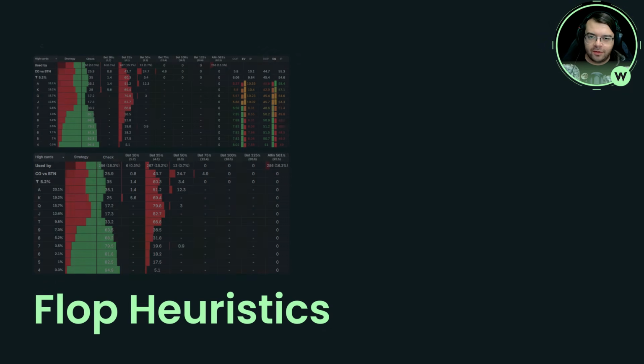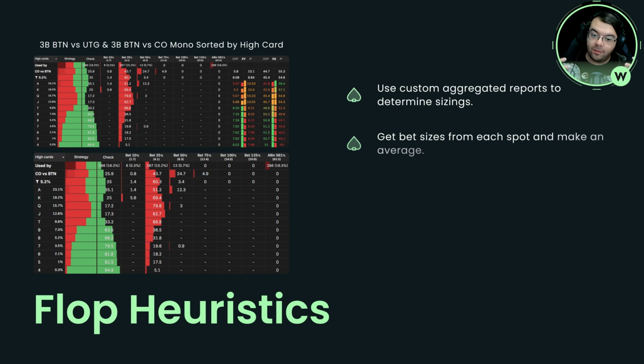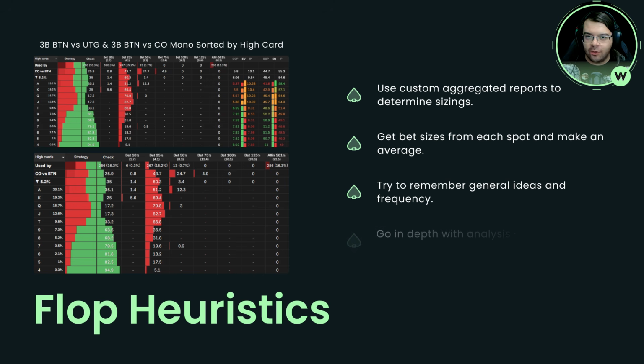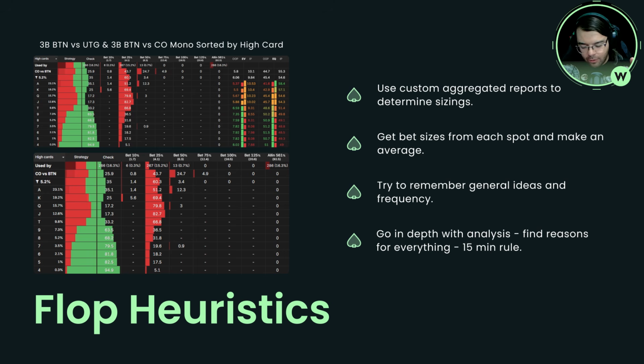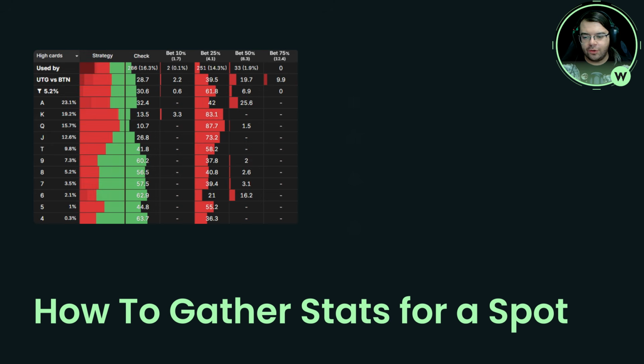To determine flop heuristics for monotone boards, first of all, you're going to use custom aggregated reports to determine sizings. Then you're going to get bet sizes from each spot and make a sort of an average. Try to remember the general ideas and the frequency, and then you go in depth with analysis. But if you figure out a spot where you're not really understanding it, don't dwell more than 15 minutes on it. Move on.